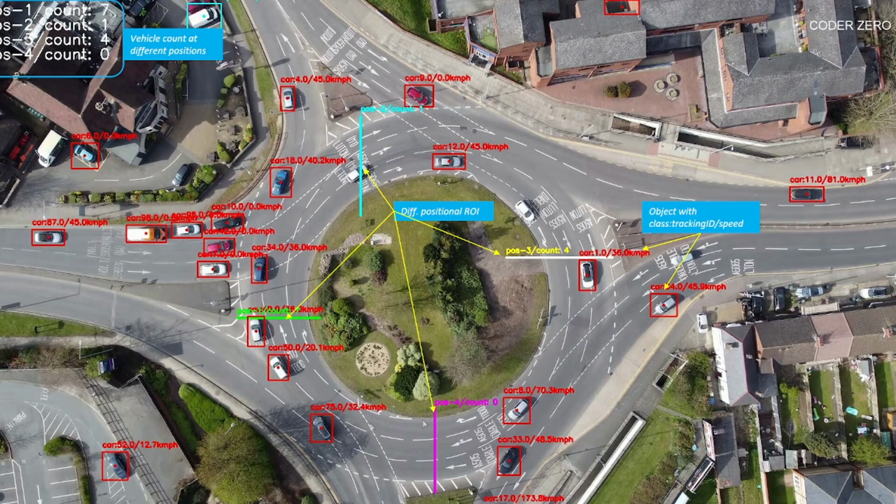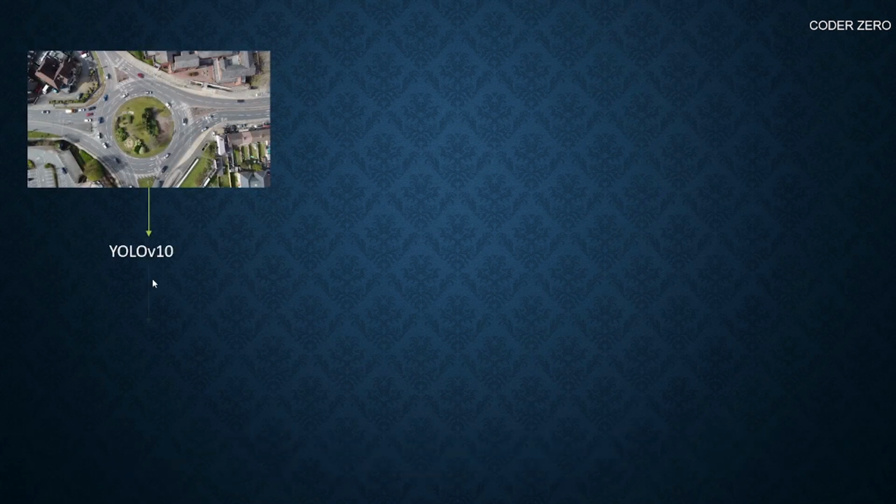And here if you look at each object, you can see we are printing out the bounding box, the class ID, the tracking ID, and the speed of that particular object. Now here the pipeline will look like this. We'll give the image to YOLO. It will give us the bounding box and the class information.